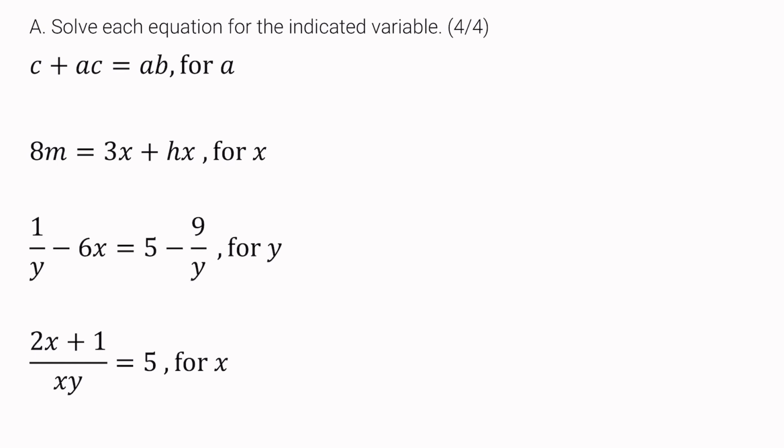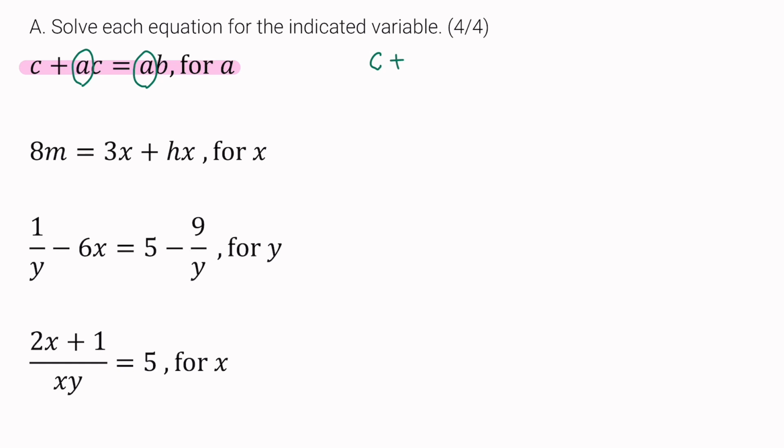Alright, this is my last part of the literal equations worksheet, and these 4 questions are a little more advanced, a little tougher than the rest of the questions that I posted earlier, but let's get started. I have c plus ac is equal to ab, and I need to solve this equation for a. And a is placed in 2 places, but don't worry, let's get started.